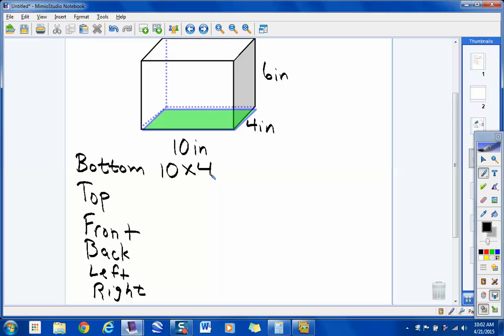Lainey, what did you guys discover in your group about the area of the bottom as it relates to the area of the top? Same thing. So when I take this right here, move this up, isn't that going to be the same as the top right there? It is, isn't it? So what's the area of the top have to be in that rectangular prism? 10 times 4 again, how much? 40.